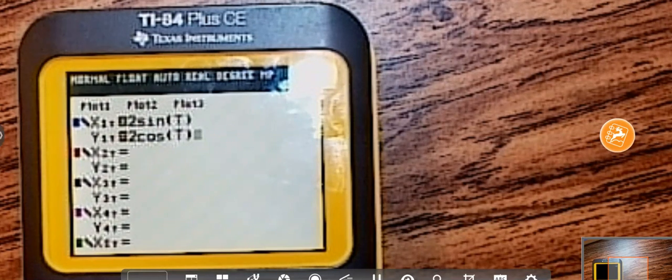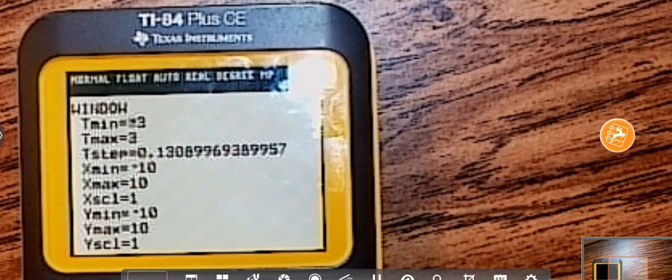And I probably need to change my t min to 0 and my t max to 3 pi over 2. I'm not going to figure out what the decimal version of 3 pi over 2 is. I'm going to let the calculator do that. So I literally typed 3 pi over 2. Now when I hit the enter button, it's going to convert it to a decimal. But don't think I've typed in that decimal. Okay?